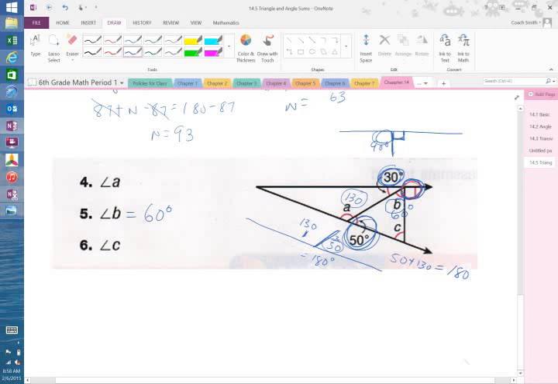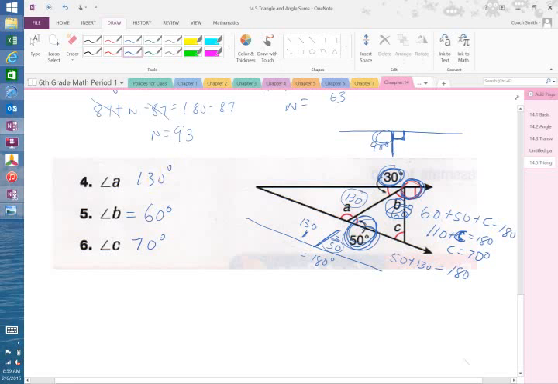Okay? So then now I have this being 60 plus 50 right here, plus C has to equal 180. So 60 plus 50 is what? 110. Plus C equal 180. So what does C have to be? 70. C is equal to 70 degrees. So C is 70 degrees, A is 130 degrees.